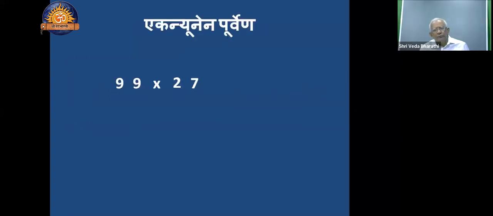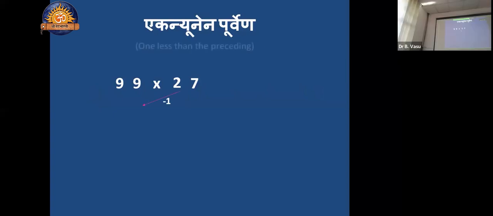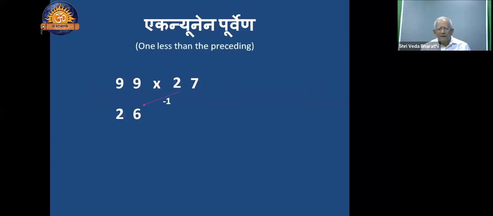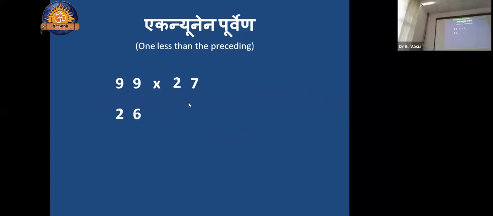Yaka Nyunian Purana is a wonderful sutra. 99 into 27. How do you get the answer? Yes, I'll explain the pattern very briefly. Suppose there are two numbers which are to be multiplied. One number is all nines. The second number can be any other number. It may have an equal number of digits, more digits, or fewer digits. Suppose you have an equal number of digits. In such a case, how do you do it?